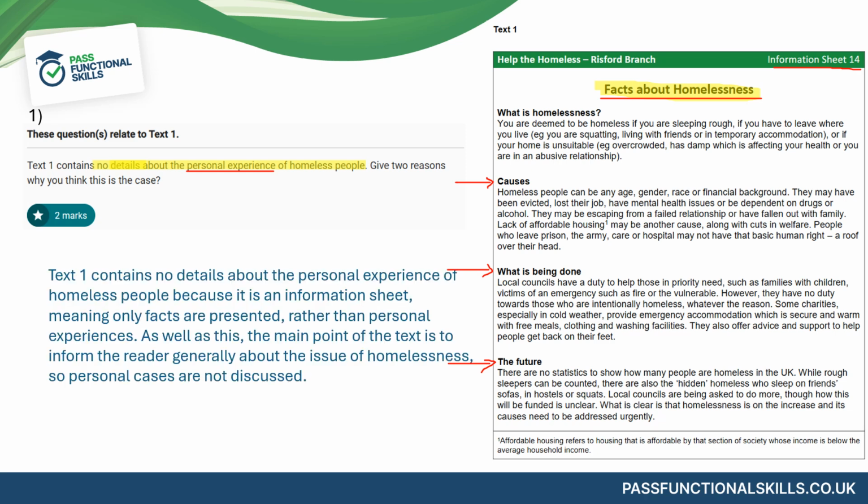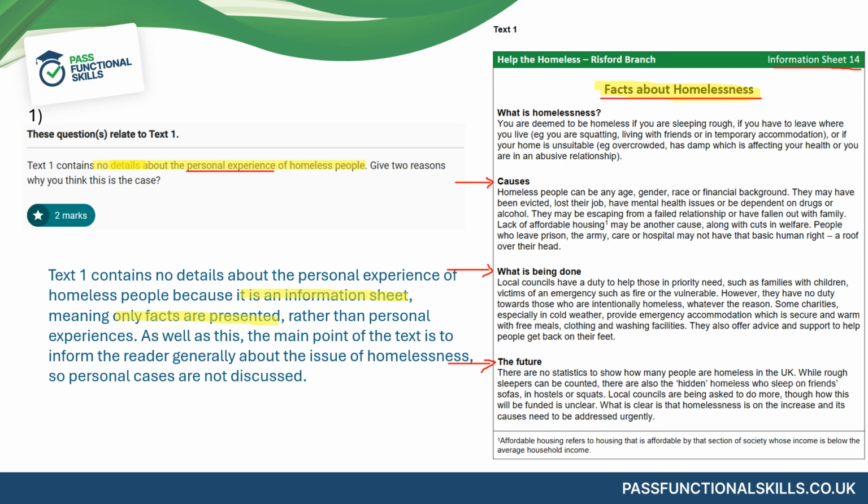So if we have a look in our written solution, we've got that text 1 contains no details about the personal experience of homeless people because it is an information sheet, meaning only facts are presented. So that's one reason. We don't have any personal anecdotes or experiences or stories because it's a factual sheet designed to inform the reader generally about homelessness.